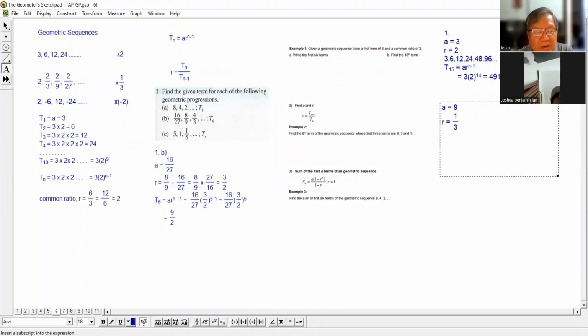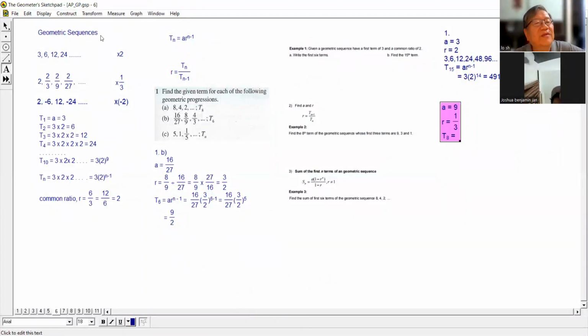So can you find out what is T8? I leave this to you to find T8. Okay, what's T8? Then this one cannot really. The sum of first n terms. So I have to tell you the sum of first n terms.